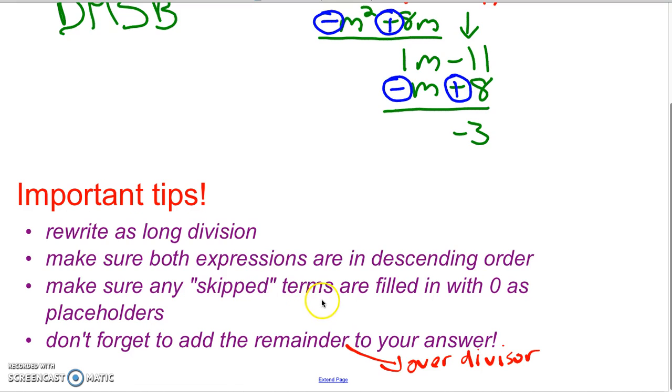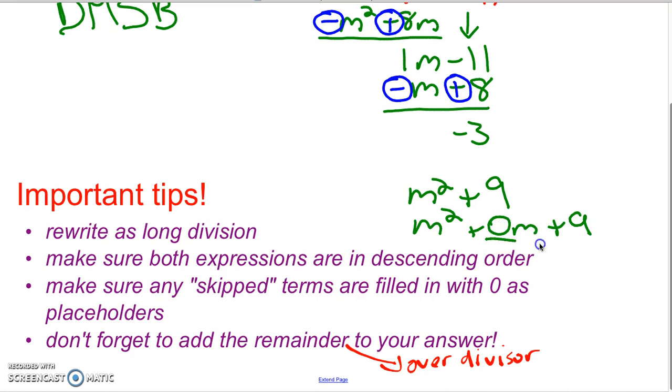Also, make sure any skipped terms are filled in with 0 as placeholders. For instance, if you had m squared plus 9, you would need to rewrite it as m squared plus 0m plus 9. This needs to be here. You need to have it in descending order without skipping anything, so fill in zeros wherever necessary. Don't forget to add the remainder over the divisor to your answer. You can't just leave that remainder out. Now, of course, if there's no remainder, there's nothing to add. If there's a 0 down here at the bottom, it goes in evenly and you're done.